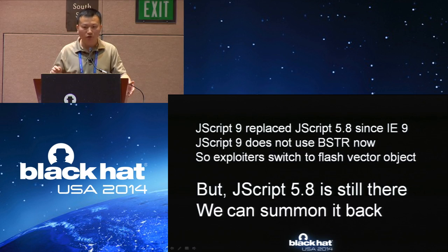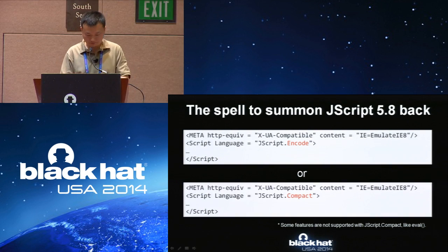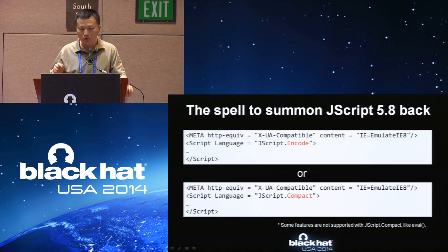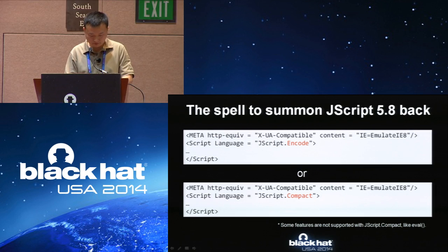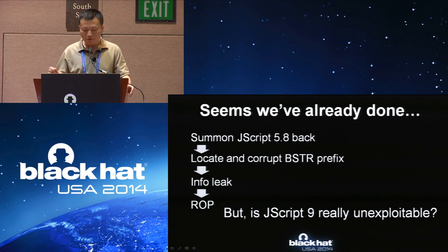So we need a magic spell. This is our magic spell. JScript 9 did not support script encoding. So if you set the encode tag, JScript 5 will be re-recruited. The compact tag also works, but some features are not supported, like the EVAL function. That's our spell.